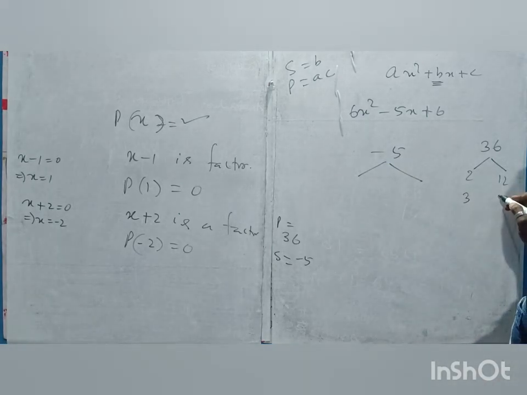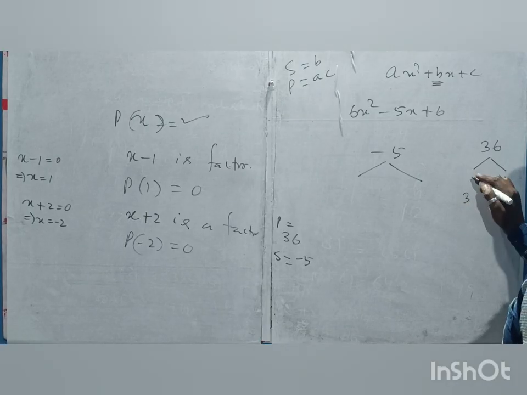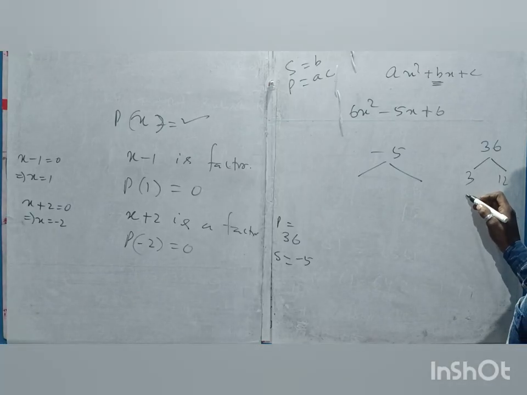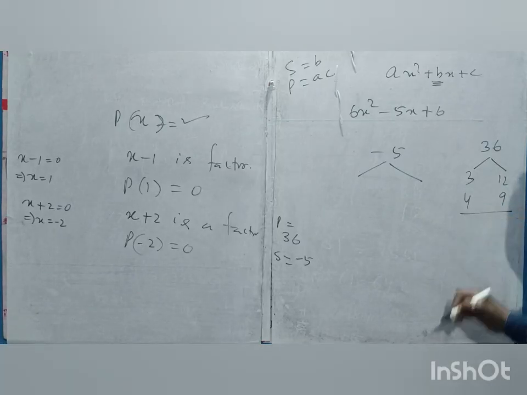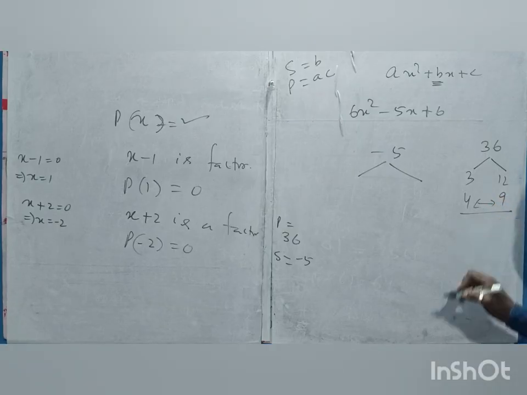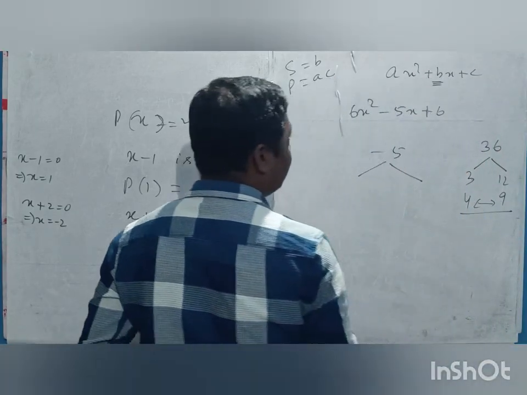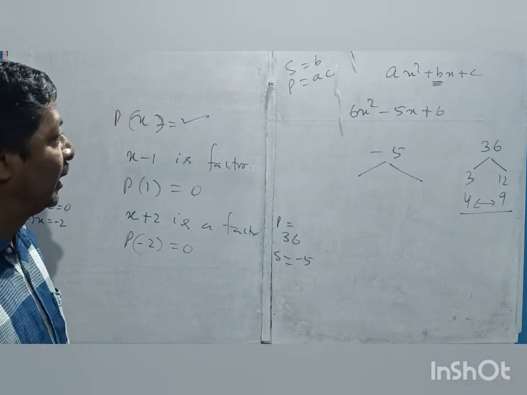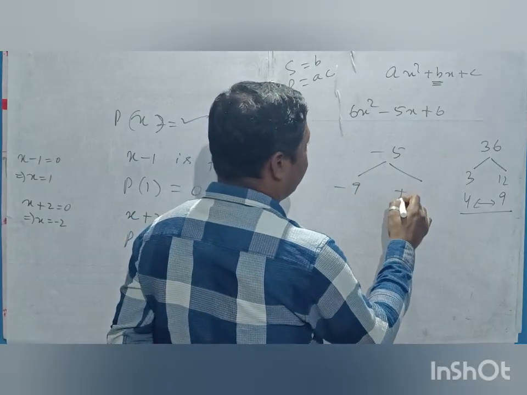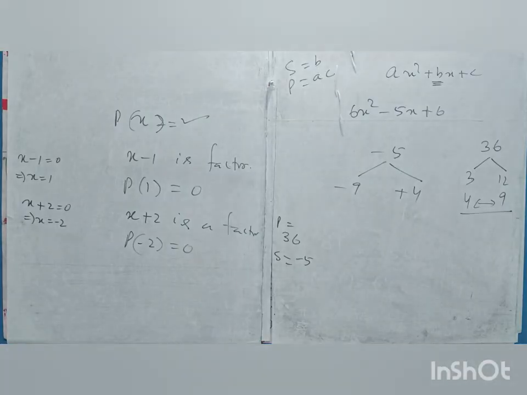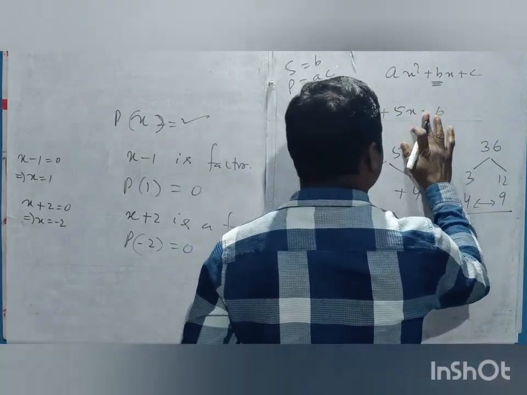3, 12, it cannot be made minus 5. 4, 9: see, here 5 can be made out, because the difference is 5. So you have to split minus 5 as minus 9 plus 4, minus 36. The expression is 6x square plus 5x minus 6.